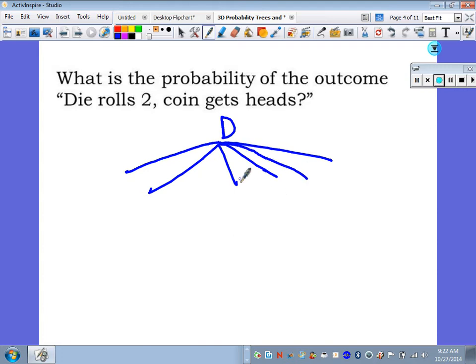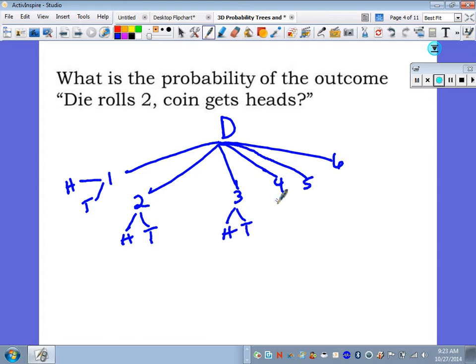Now, keep in mind, I'm not grading on artistic ability. So when I roll it, I get 1, 2, 3, 4, 5, 6. Now, I'm sure yours will look better. Some of you are very artistic. Now, from each one, once you roll the die, you have to toss a coin. And with the coin, you're going to get heads or tails. So from each one of these, you're going to go out 2: heads, tails.